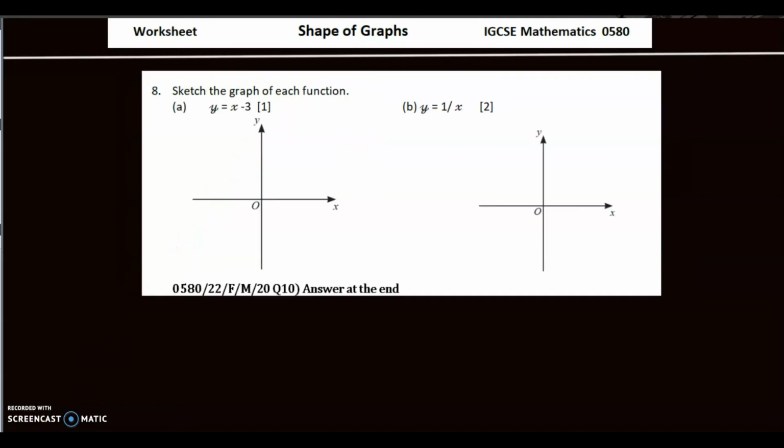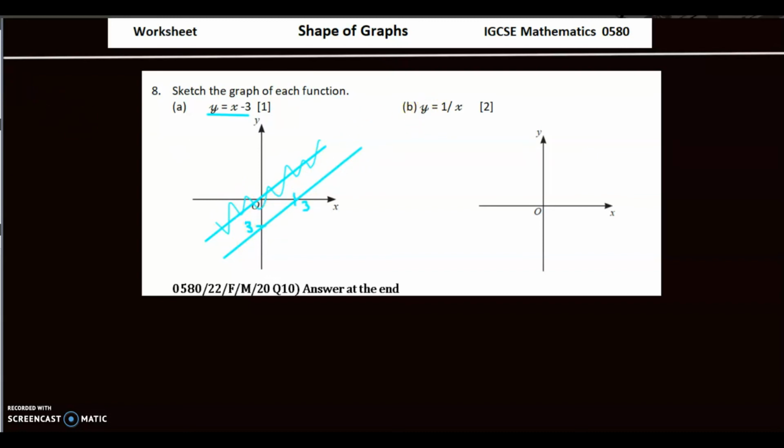Okay, now in part A, we have to sketch the graph of y is equals to x minus 3. Y is equals to x is a line like this. Minus 3 means the same line goes 3 units down. So write 3 here and 3 here, and this is the line. Goes without saying that you're not supposed to draw this one. Okay, so you make a straight line, mark 3 and 3 over here, and you're good to go.